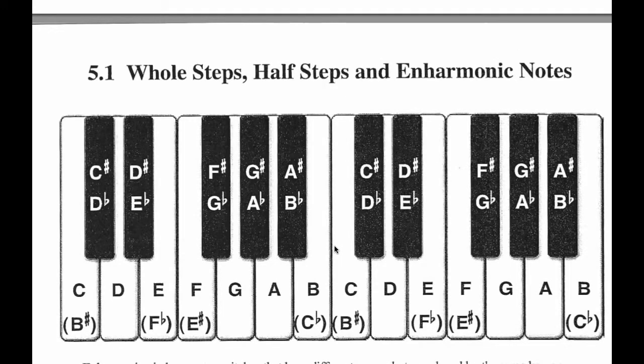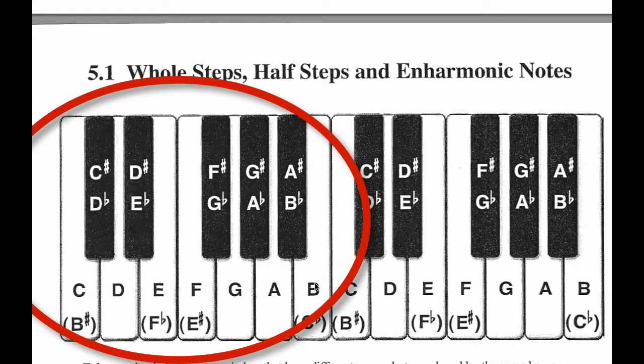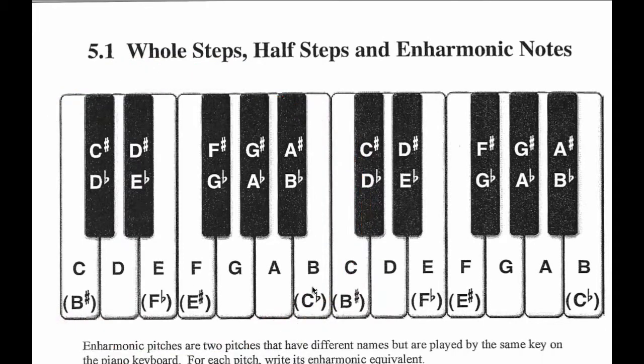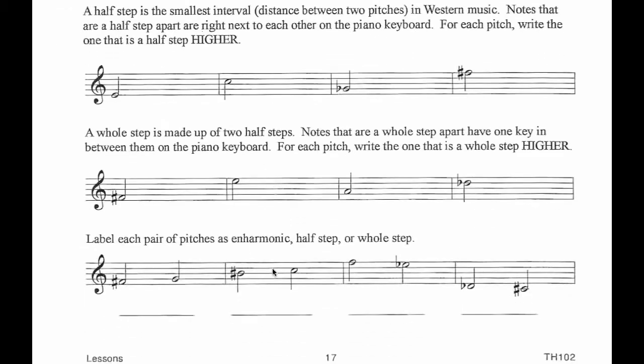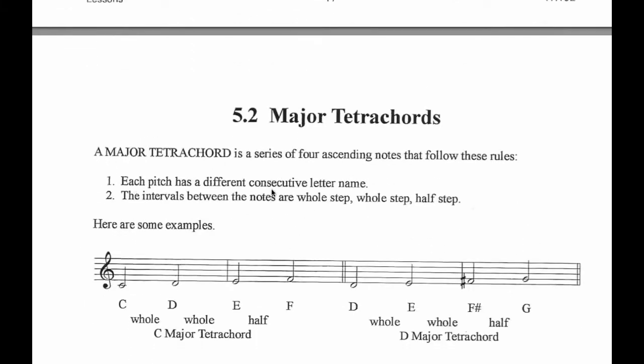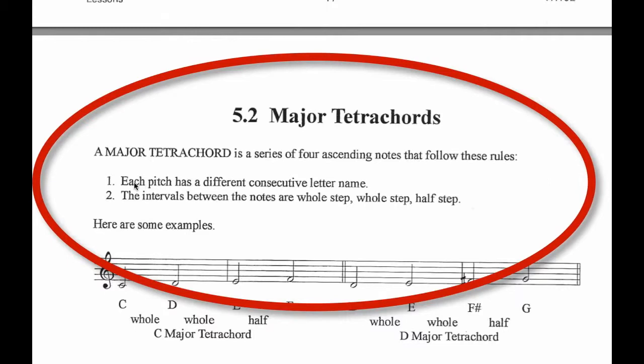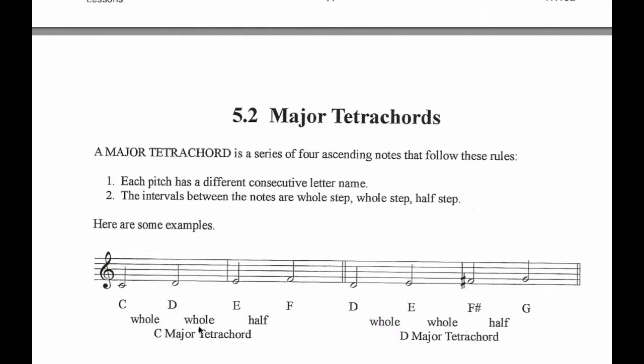To review, remember that the more familiar you are with the piano, the better you will do in music theory and understanding music and enjoying music. And learn the definition of a tetrachord. It's 4 ascending notes where each pitch has a different letter name, and the intervals between the notes, or the space between each note, follow this pattern: whole, whole, half. Whole, whole, half.